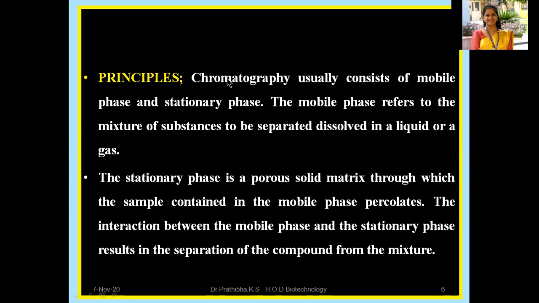Now let us go through the principle. Chromatography usually consists of a mobile phase and a stationary phase. The mobile phase refers to the mixture of substances to be separated, dissolved in a liquid or a gas. The stationary phase is a porous solid matrix through which the sample contained in the mobile phase percolates.